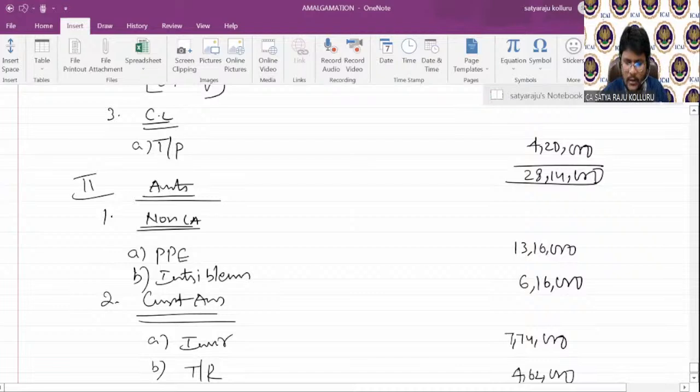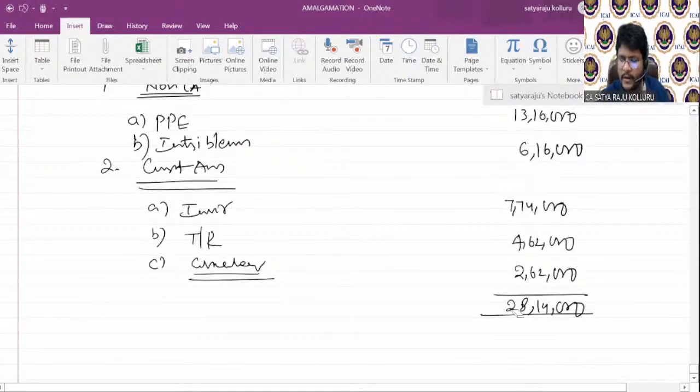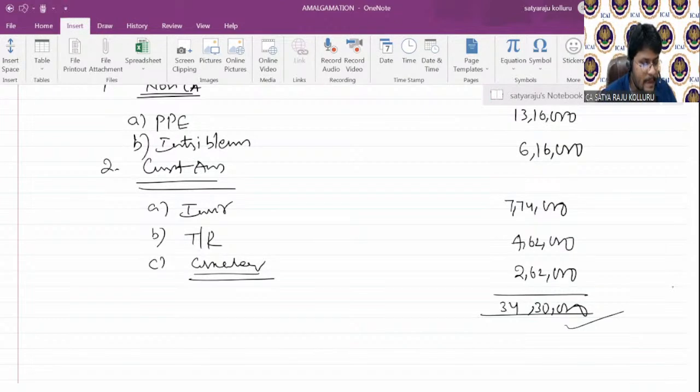Now what is the total? 34,30,000. Am I right? I think so. Here also 34,30,000. That's it, guys. Now I completed the problem without adding the goodwill, and now I added the goodwill. Tell me, guys, is it okay? Fine to all? Now I considered everything.